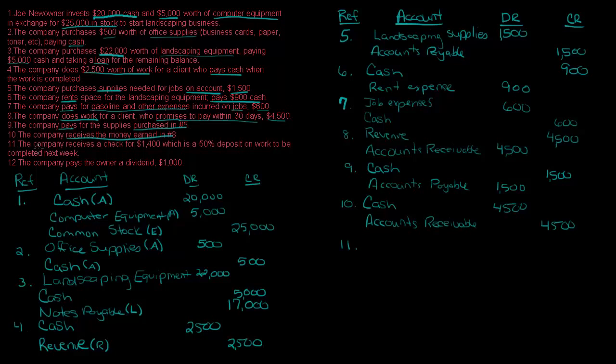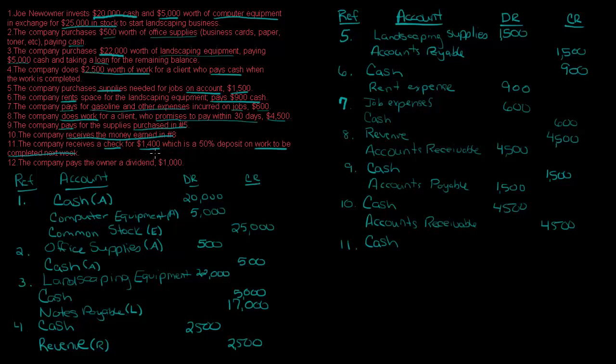Number 11, the company receives a check for $1,400, which is a 50% deposit on work to be completed next week. Okay, so we received a check, which means that essentially we received money. So I know cash is one of my accounts. Now, we saw the word work, right? And every time we've seen the word work, that's been revenue. However, it says work to be completed next week. So have we done the work yet? No, we haven't done any work.